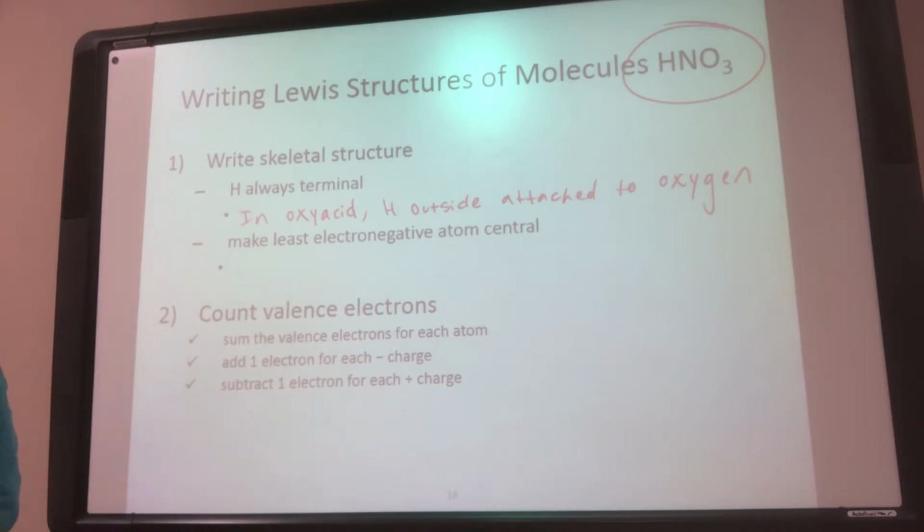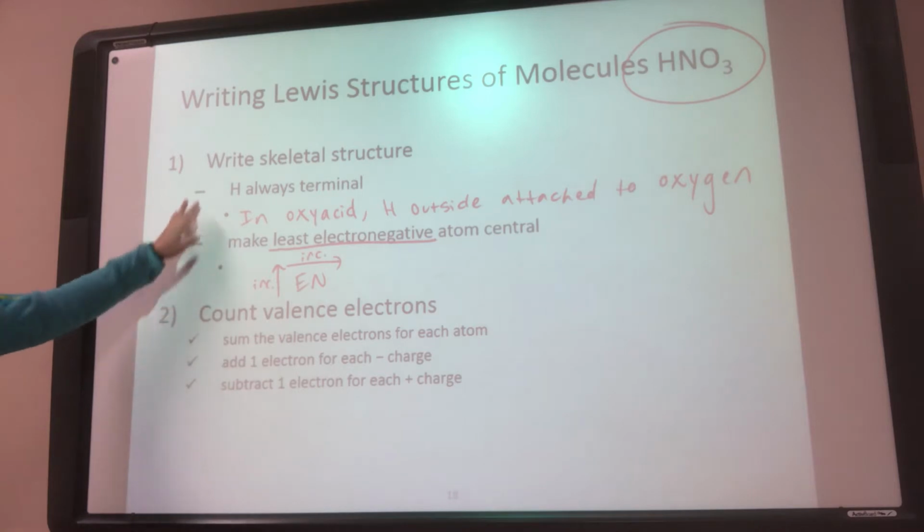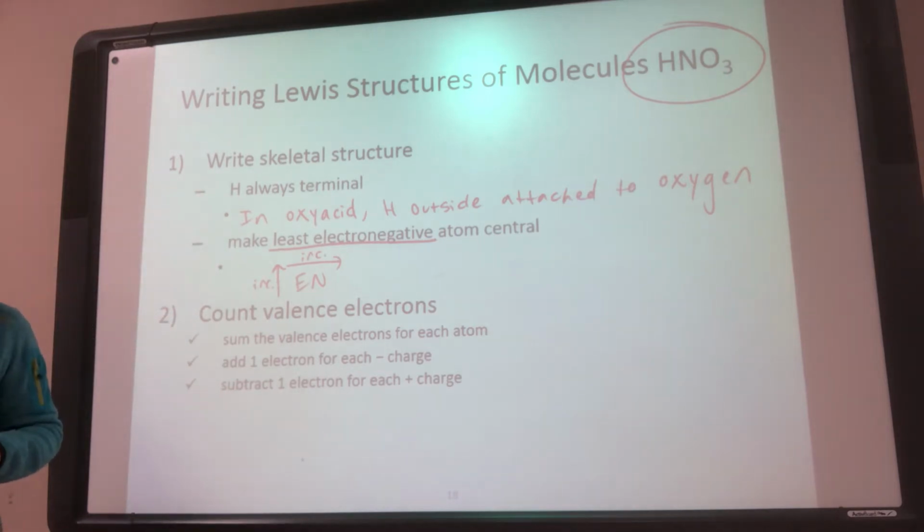Who's going to go in the middle? This is what we talked about with electronegativity. The least electronegative atom goes in the middle. Remember, electronegativity increases when we go up and to the right, because fluorine, in the top right corner, is the most electronegative atom. So if I want to write my skeletal structure, I have H, N, and O. Well, H can't be the central atom, because of this rule. So I need to figure out if N or O is going to be the central atom.